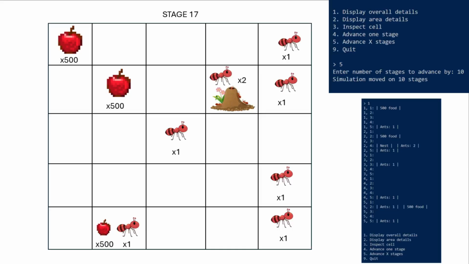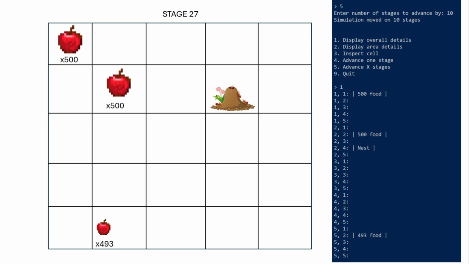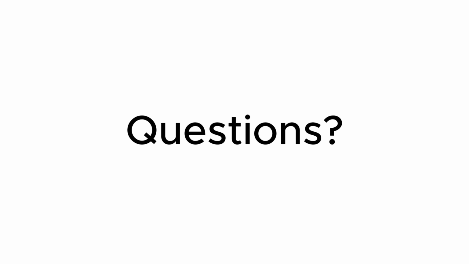2,000 years later. So here, we decided to skip 10 stages forward, and we can see very little change, surprisingly. My best guess is that in the past 10 stages, ants have spawned and died, which would make a lot of sense since this wouldn't be the first time we've seen this happen. The ants seem to be spreading out a bit more now, and thankfully there is even one on the 5-2 food source. So much later that the old narrator got tired of waiting and they had to hire a new one. 10 stages later, everything is dead. Seems these ants were a bit useless. I mean, one of them managed to pick up some food, but it was clearly to no avail. Oh well, maybe better luck next time, I guess.